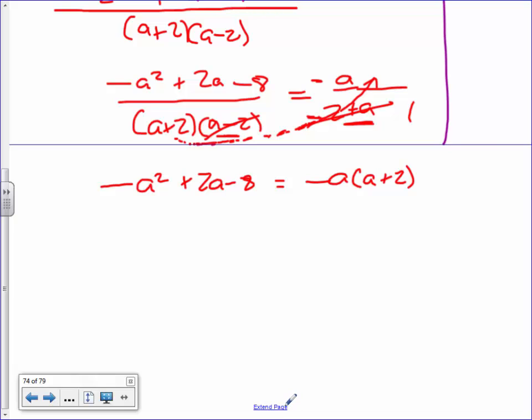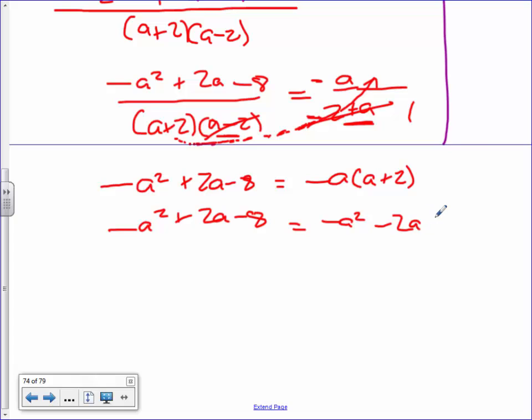Okay, at this point we have quadratics, which is why I spent a lot of the beginning of our unit reminding you about how to solve quadratic things. So we do need to FOIL out this little bit here real quick. That'll give you a negative a squared and a minus 2a.